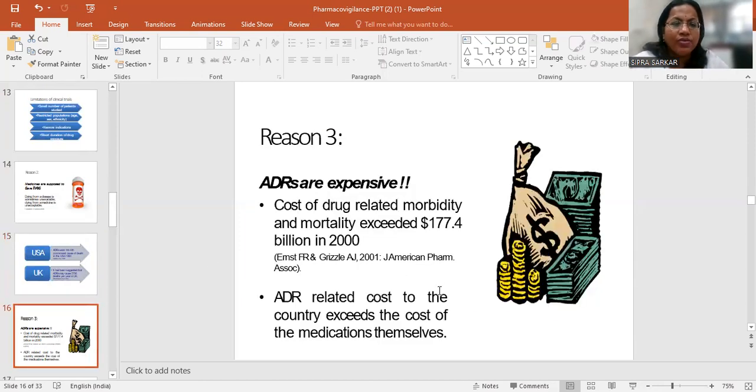Now, reason 3: adverse drug reactions are expensive, because the cost of drug-related morbidity and mortality was $177.4 billion in 2000. ADR-related cost to the country exceeds the cost of the medications themselves. Whenever a patient takes a drug and has an adverse reaction, they have to be taken back to the hospital and treated, and as a result a large amount of money is spent, and the whole system is disrupted by ADRs. Different companies like Wipro, Cognizant, and TCS work on drug safety, and other companies hire them to produce ADR-related data and try to modify their products.